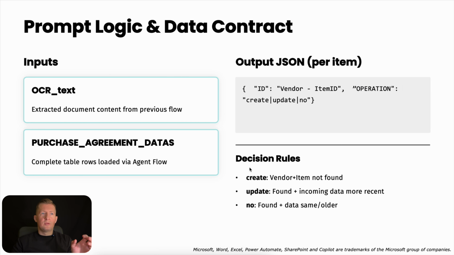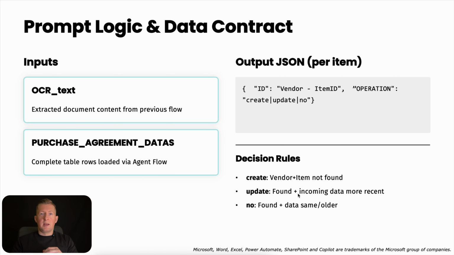The decision rules determine which one to have. Create is the value when the vendor plus item combination is not found in the table. Update if this vendor item combination is found and the incoming data is more recent. And no if the vendor item combination is found but the data is the same or an older, outdated one.